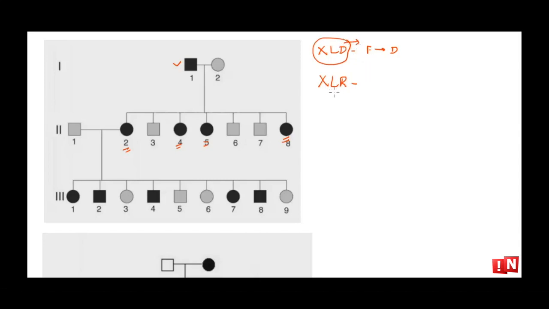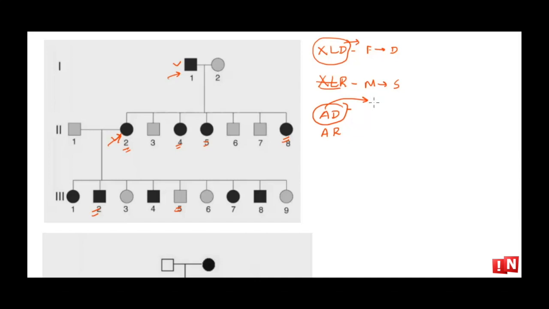For X-linked recessive, if the mother is affected, all the sons would be affected. So here I have an affected mother, but all her sons are not affected. You have a normal son also. So I can actually eliminate X-linked recessive. I'm left with autosomal dominant and autosomal recessive. Is it autosomal dominant? The affected offspring have at least one affected parent, yes.